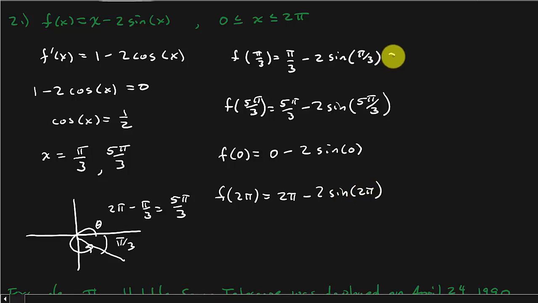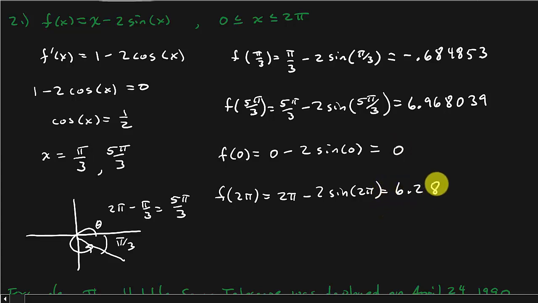All right, so let's see what we've got. So when we plug this into our calculator, we get negative 0.684853. We plug this one in, we get 6.9696839. And then here, this gives me 0, and this is 6.28.